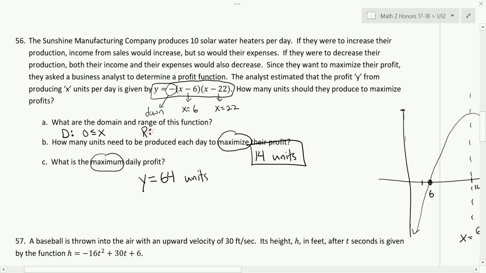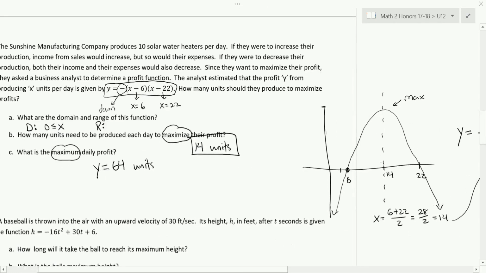For the range, we definitely have a cap for the maximum. It's not going to go above what value? Not going to go above 64 units. Is there a cap for the minimum? No, you could keep producing like 100 units in that day and really lose a lot of money, right? So there's no cap for the min, but there is a cap for the max. So we're going to say y has got to be less than or equal to 64. Okay.